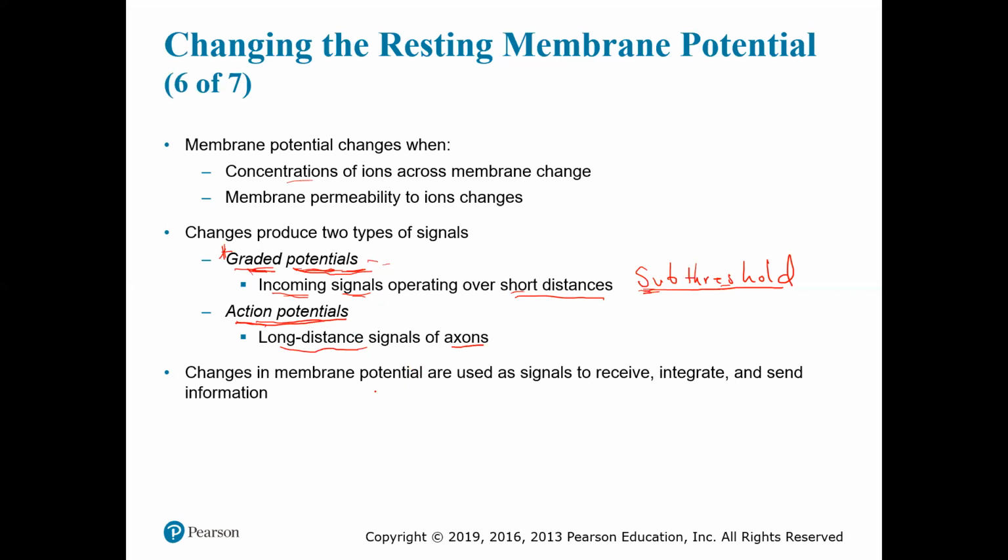So the changes in the membrane potential will now decide whether you're going to send the information to the next neuron or down the same neuron. So it's all about the electrochemical gradient.